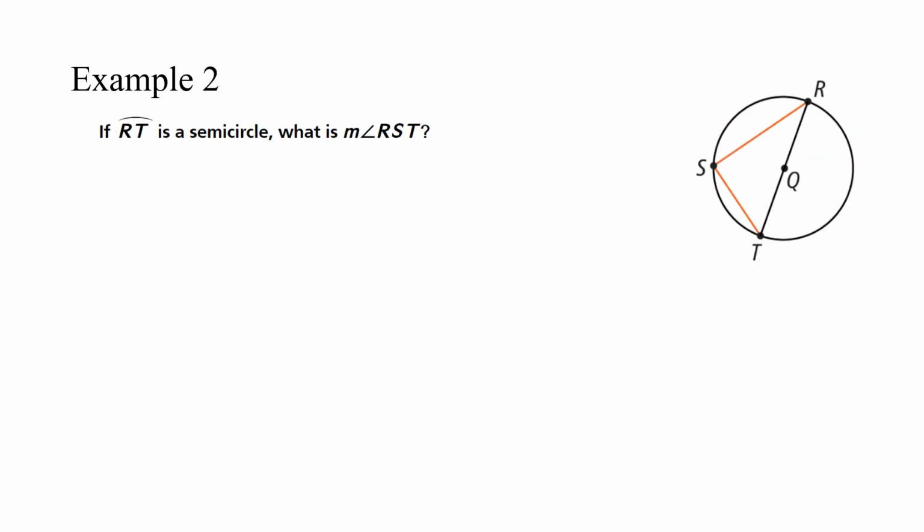Now, we're given that the arc RT is a semicircle. What is the measure of angle RST? Remember, the semicircle is 180 degrees. Measure of angle S has to equal 1/2 the measure of arc RT. That's the inscribed angle theorem. Measure of arc RT is 180. 180 divided by 2 is 90. So the measure of angle S is 90 degrees.